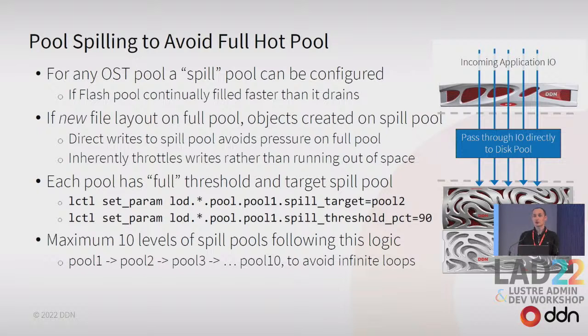This can be configured with two tuning parameters. The first one is to define which spill pool you want to use for a given pool. And the second one is the threshold percentage, which means at which point you want to get full before spilling over to a different pool. And you can chain spill pools, so we support up to 10 spill pools and not an infinite number, to avoid infinite loops.